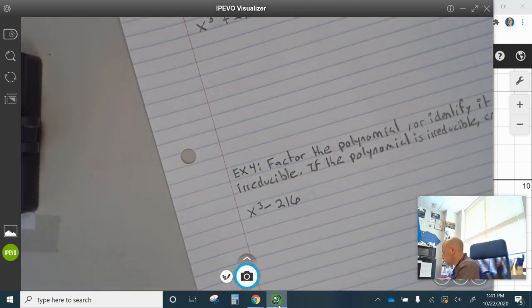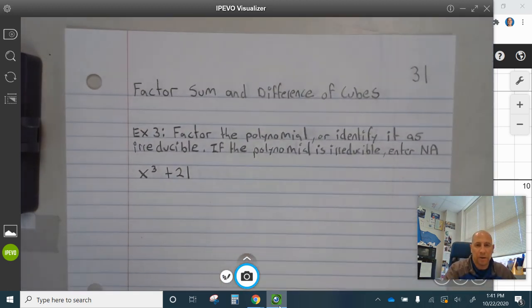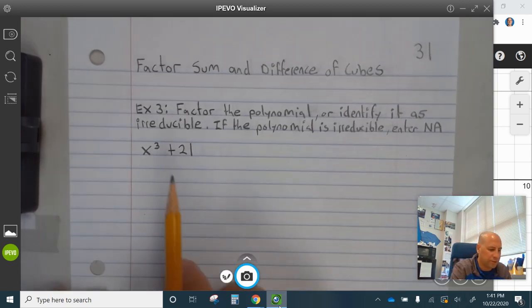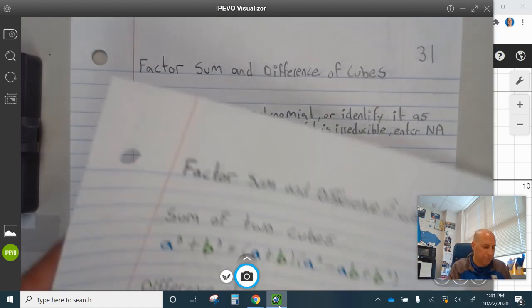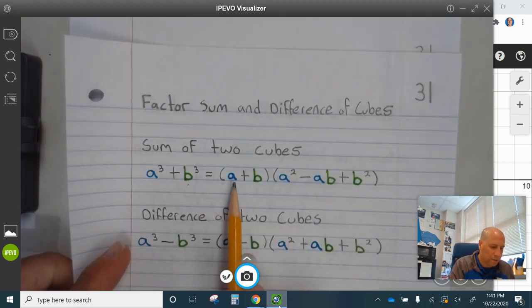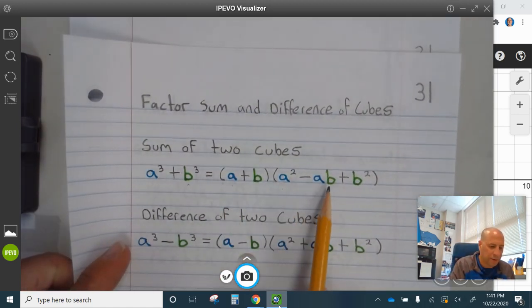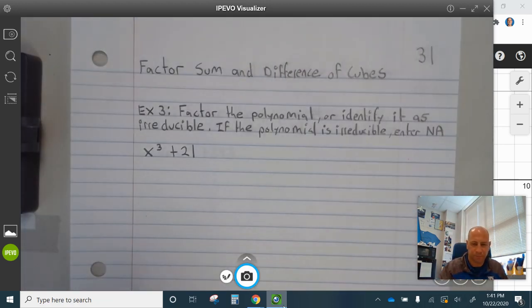All right, Journal page 31, factor sum and difference of cubes. Example 3, factor the polynomial or identify it as irreducible. If the polynomial is irreducible, enter NA. So this is a sum of cubes, so we know we're using the form from our notes. A plus B times A squared minus AB plus B squared.